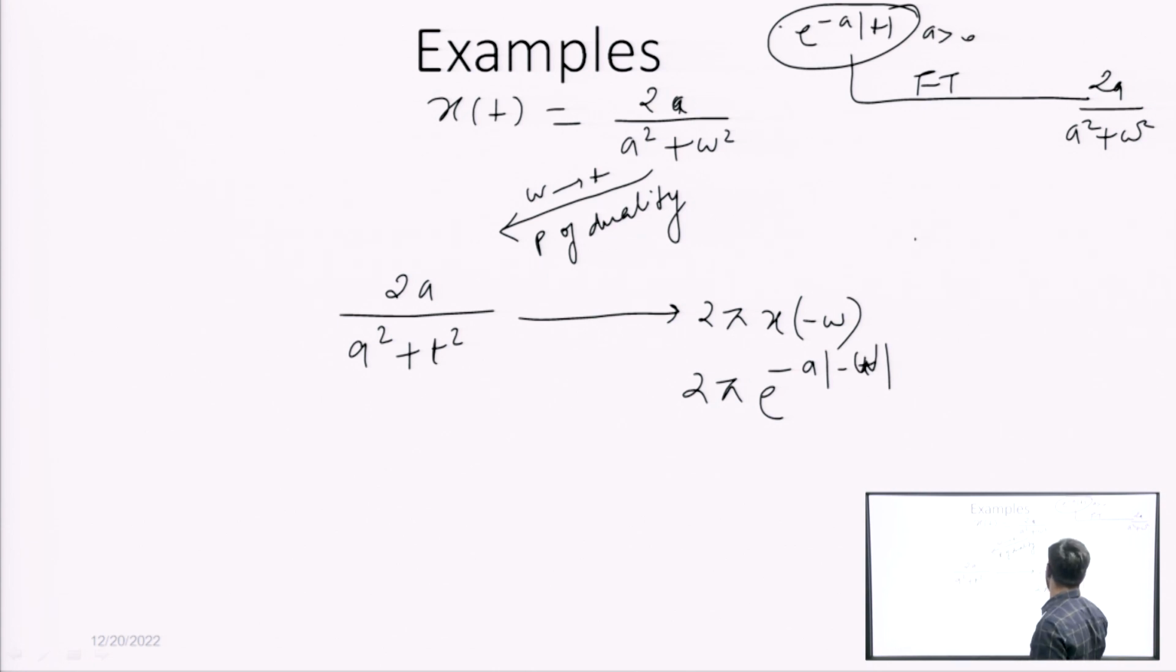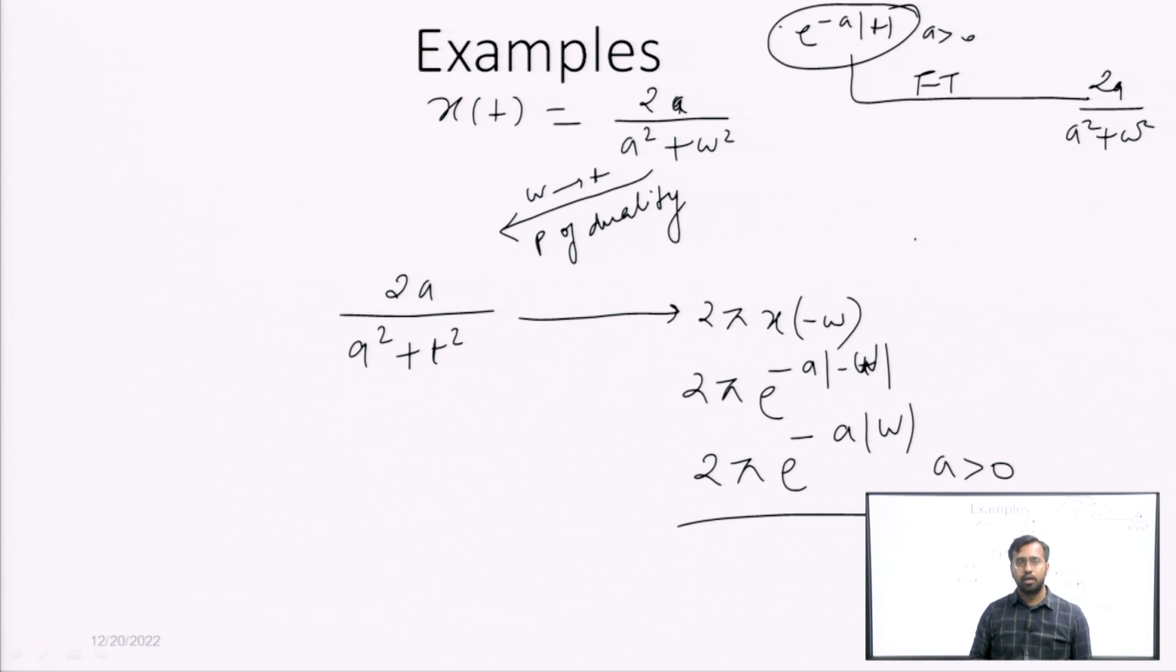So, minus will be here. As you know, there is no meaning of minus under modulus. So, it will be basically 2 pi e to power minus a omega. This will be the function, and also the condition a must be greater than 0. So, this is basically the important tool of duality. See, one more place where duality is helpful.